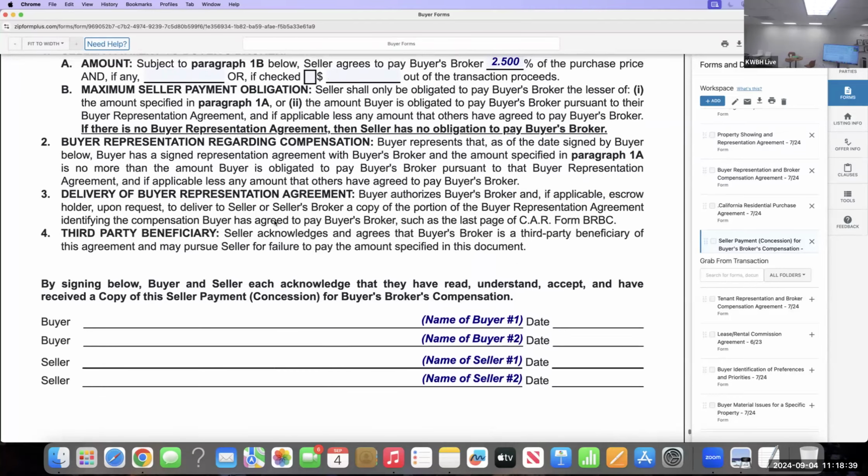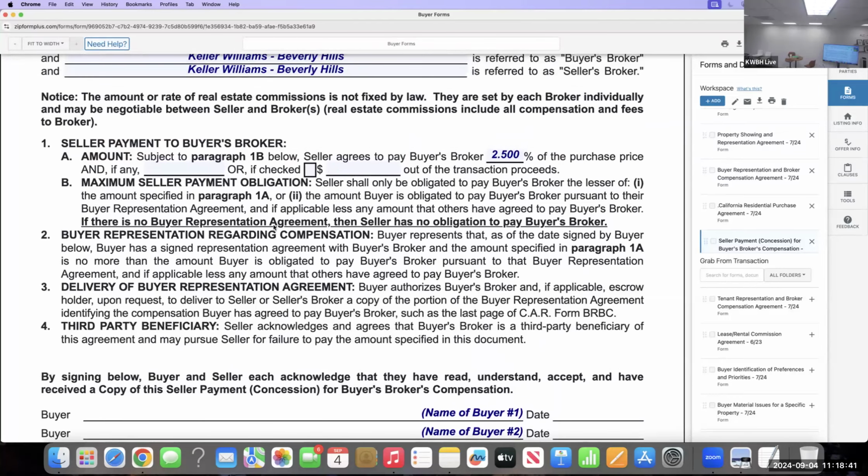You don't send the buyer representation agreement to the listing agent. I don't, until they ask for it. But escrow will need it, because escrow is going to do the calculations. Escrow needs to see it because the buyer is responsible for paying for it.